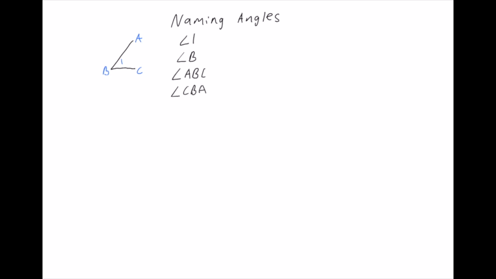The B has to be in the middle though because it's the vertex. So since B is the vertex, B's got to be in the middle. So if you said BCA, that would be wrong, or ACB, because you instead would say C was the middle. But no, B is the middle. B is the vertex, and that's what it needs to be. So the vertex is always in the middle.